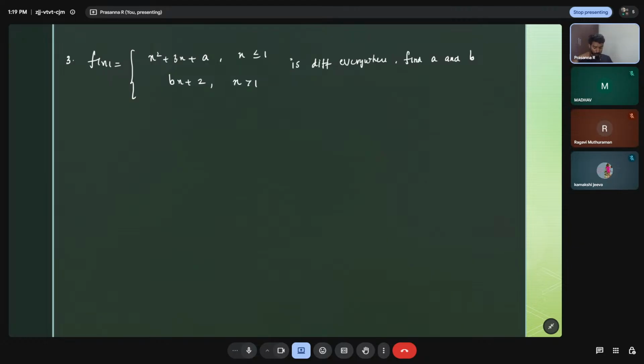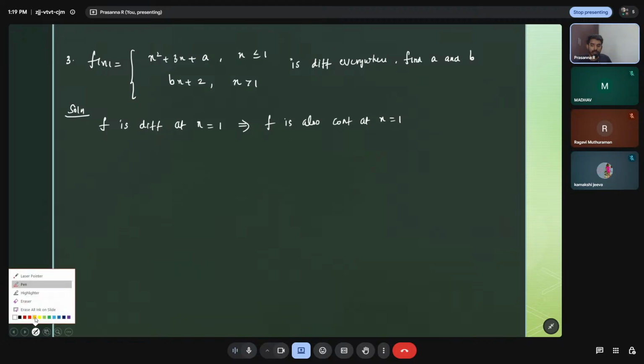See, we have already found a and b using that continuity problem, right? Here it is differentiable everywhere. That means it's differentiable at 1. 1 is a point where it is breaking, right? So f is differentiable at x is equal to 1. That implies f is also continuous at x is equal to 1, right?